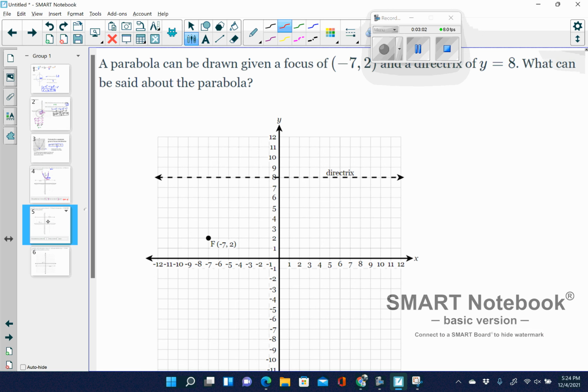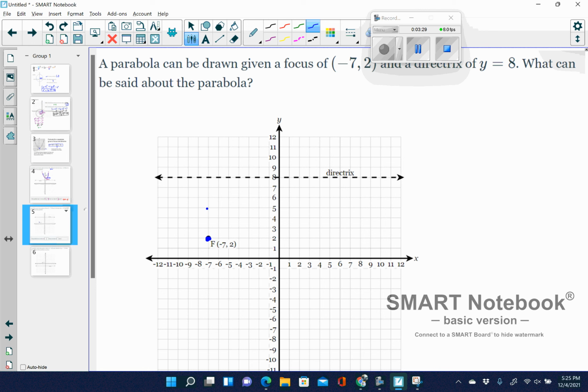So a parabola can be drawn given a focus of negative 7, 2. Delta Math, luckily, graphs it for us. The directrix is y equals 8. So here's our directrix. So we're going to start out by doing the same thing. So I'm going to go halfway. So this is 1, 2, 3, 4, 5, 6. This happens to be the same. This was not on purpose, but anyway.